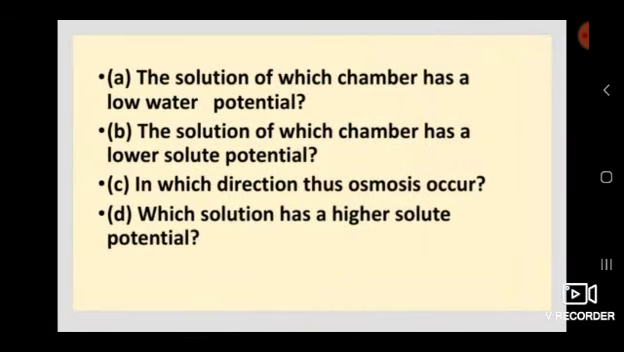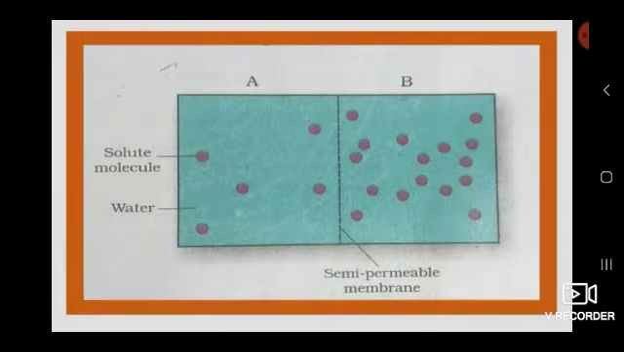Next question. Which solution has a higher solute potential? So the answer for this question is chamber A. Potential means free energy of the solution. It is present in chamber A. In B, lower solute potential is present.